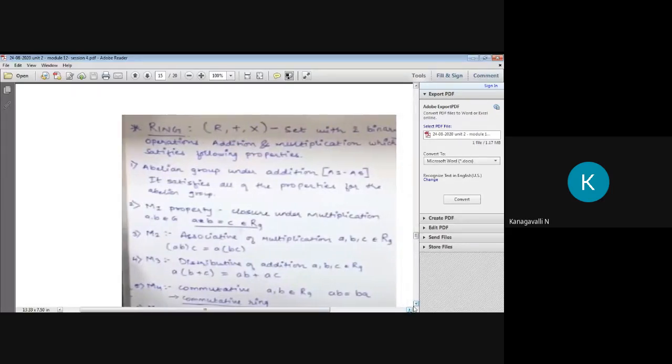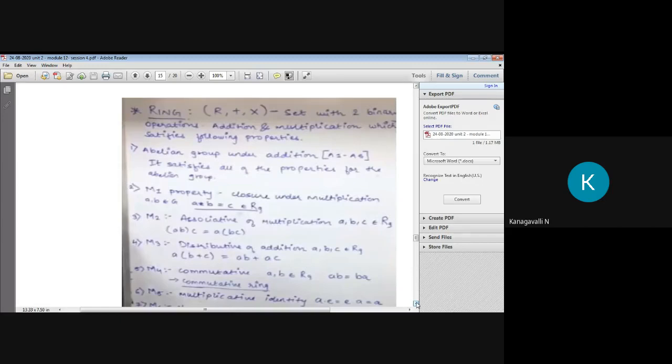So just to check, the set has two binary operations, plus and star, right? It satisfies, for the operations addition and multiplication, the following properties: abelian group under addition. Already we know all the properties a1 to a5, right? So it satisfies all of them. Then the M1 property is closure under multiplication, that means a dot b equals c. Here M2 is the associativity of multiplication, so (ab) into c equals a into (bc).